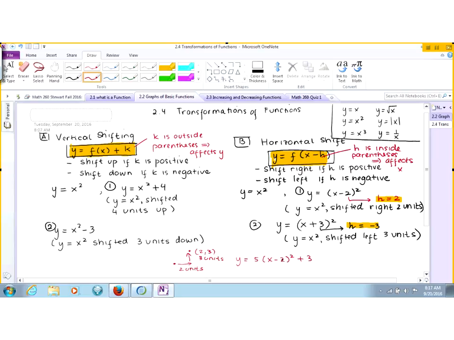Okay. You got this? So this is not only true for parabola, it's true for circles, true for x cubed, true for absolute value, true for square root. So if I have y equals square root of x minus 3, what happens to my graph? So this is the graph of y equals what? Square root of x shifted what? Right or left? Right. How many units? 3. Okay, so it's not only true for parabola, it's also true for others. Good.